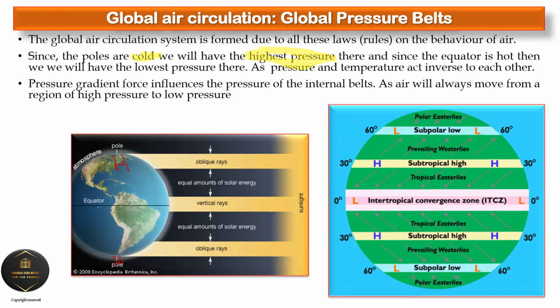And the opposite is true at the equator, because it gets direct sunlight from the sun. So what will happen is that we will have the lowest pressure at the equator, right? And now what will then happen is that pressure gradient will come into effect, because remember, pressure gradient force, what does it say?